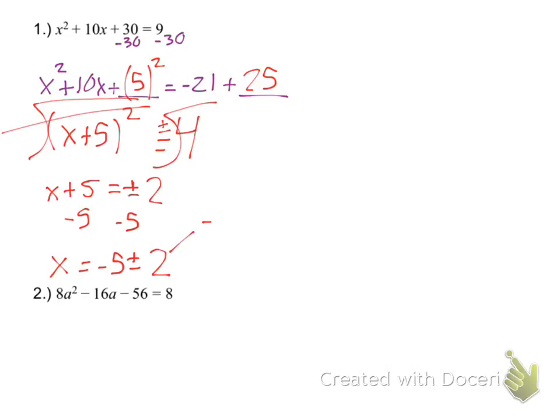One of these is negative 5 plus 2, where the other one is negative 5 minus 2. And what's negative 5 plus 2? Negative 3. And what is negative 5 minus 2? Negative 7. Those are the answers to x to solve that equation.